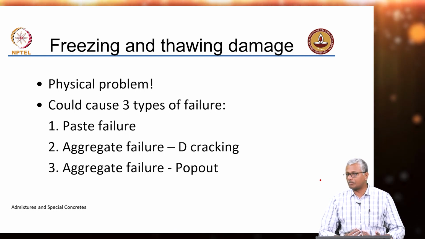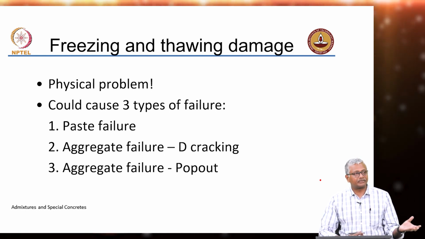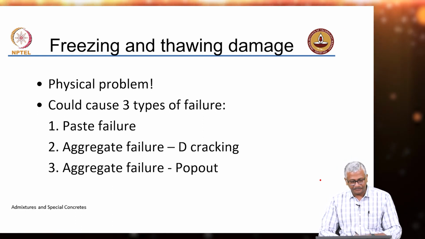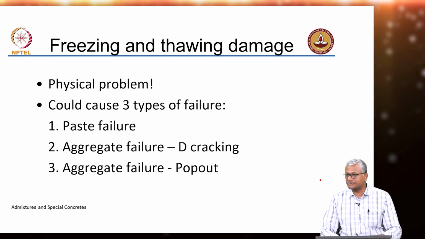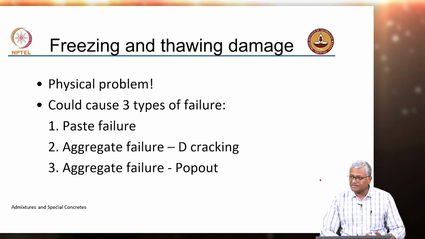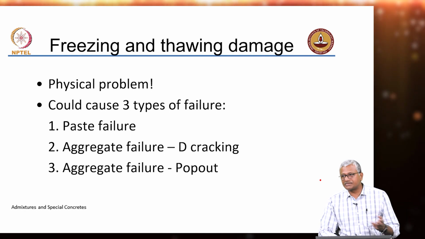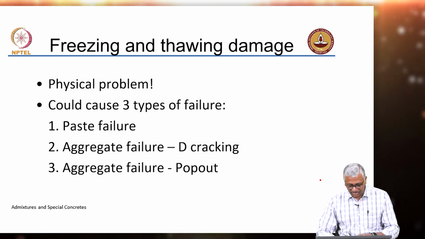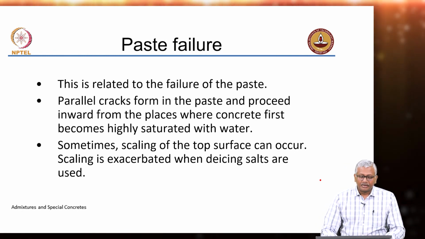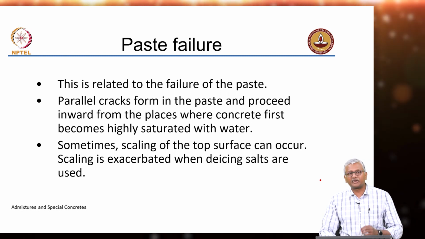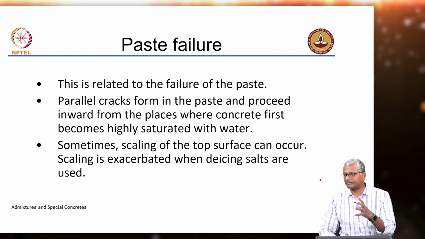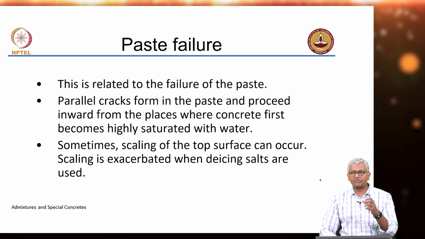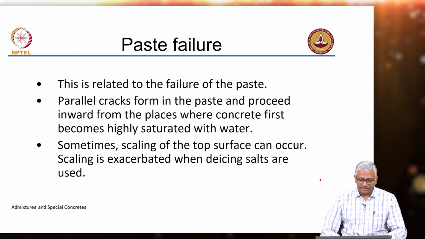It is a physical problem. Unlike a chemical reaction, this is a physical problem, water transformation to ice and back to water. It can cause three types of failure. There is failure of paste, failure of aggregate in the form of what we call D-cracking, and failure of aggregate in the form of what we call pop out. Let us look at what these three types of failure are. So, paste failure essentially happens because of the movement of water within the paste. This water which is freezing and then thawing is causing movements within the constricted pore spaces that are present in the paste.